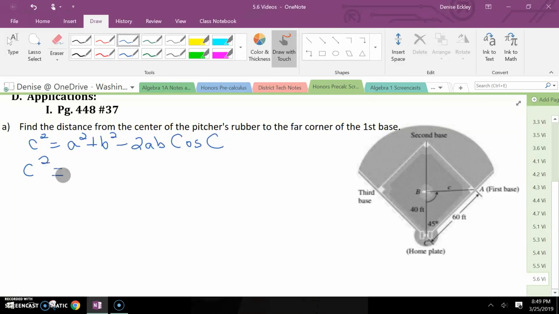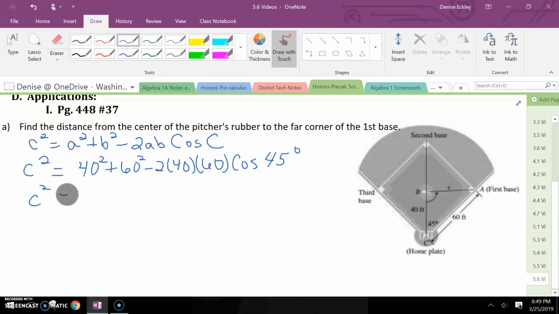So filling everything in, we get 40 squared plus 60 squared minus 2 times 40 times 60 times the cosine of 45 degrees. So C squared, I'm going to put that in my calculator, is 1,805.9. So then C would be the square root of that, and I get 42.5 feet. So that's the distance from the pitcher's rubber to the far corner of first base.